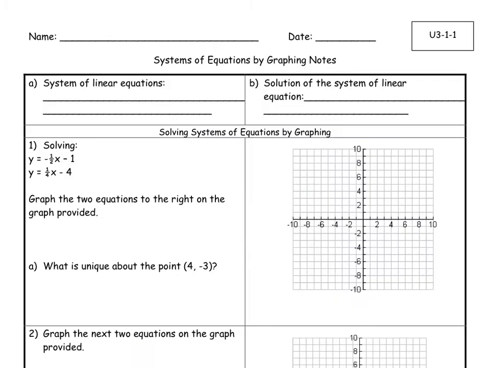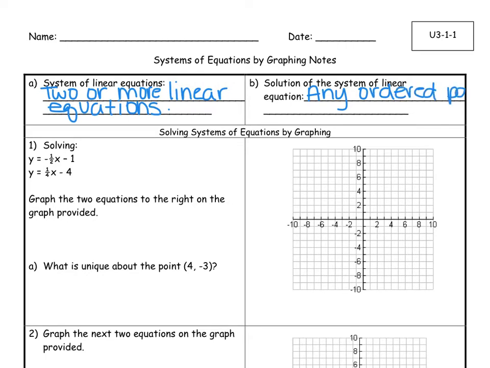So a system of linear equations, what is the definition? A system of linear equations is two or more linear equations. And by linear, we mean y equals mx plus b. And we just focus on two linear equations. To solve a system of linear equations, that's any ordered pair, an x and a y, that works in both equations.